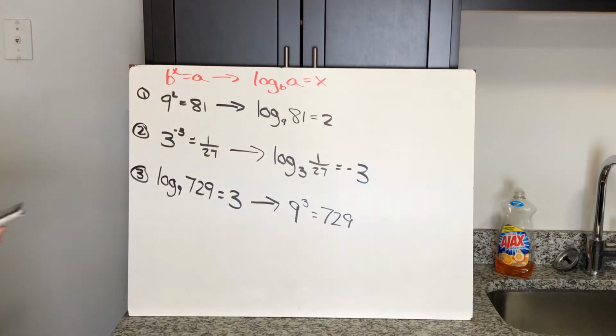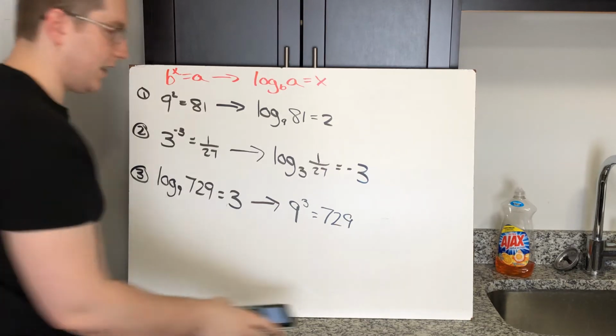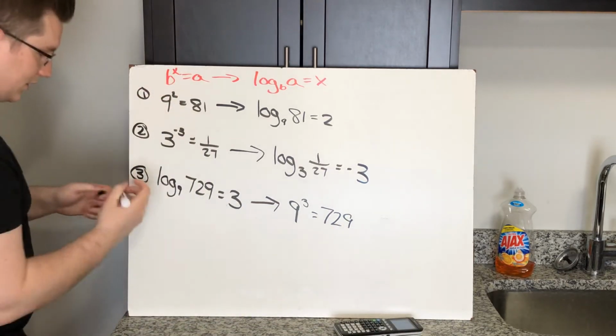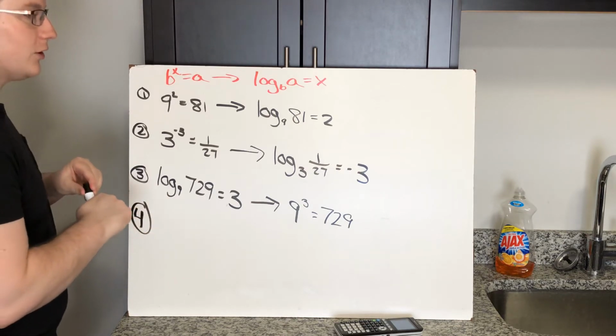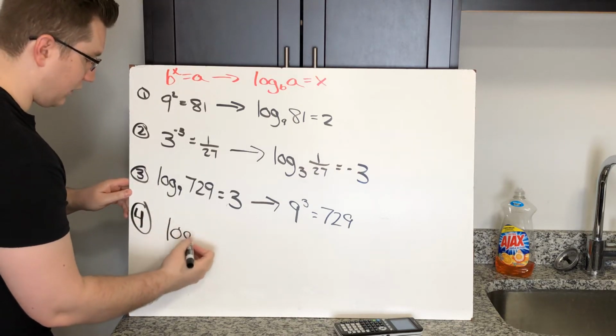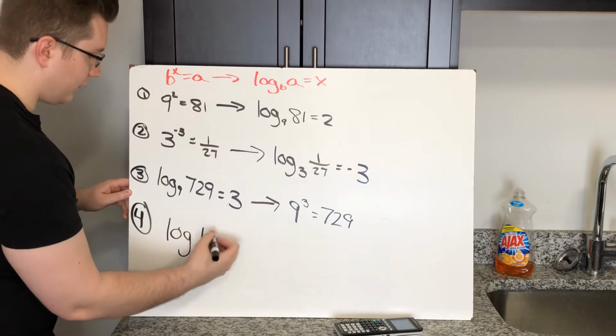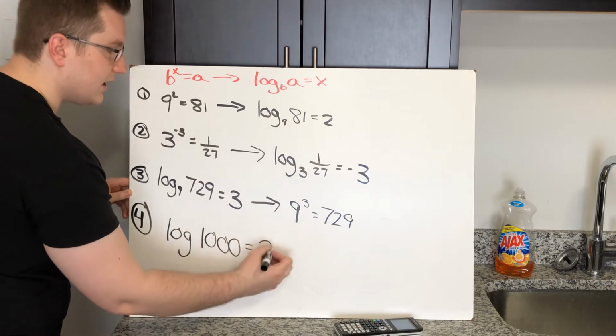9 raised to the third power is indeed 729. So that checks out. And number 4, numero quattro. I have log of 1000 is equal to 3.